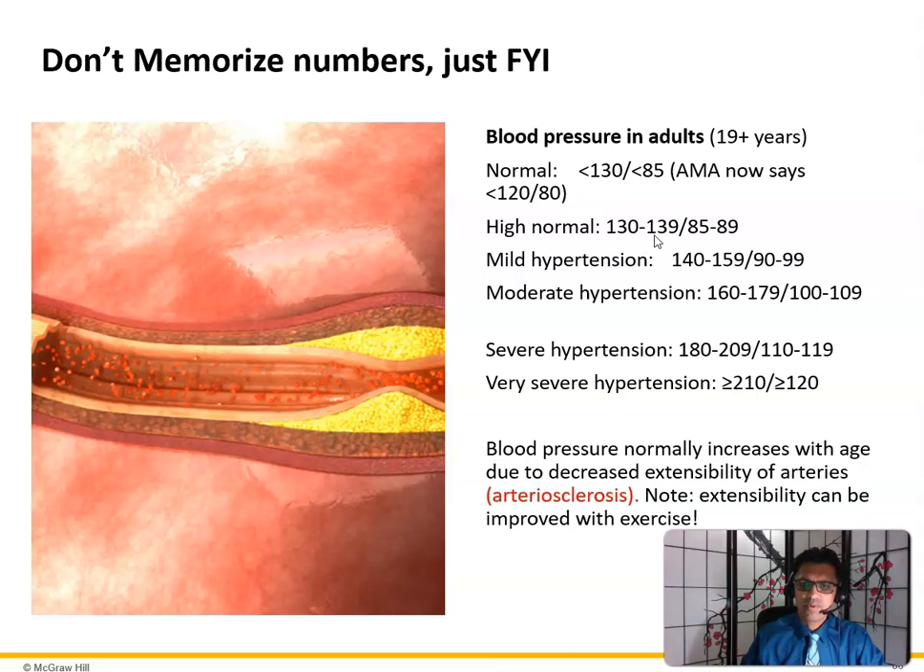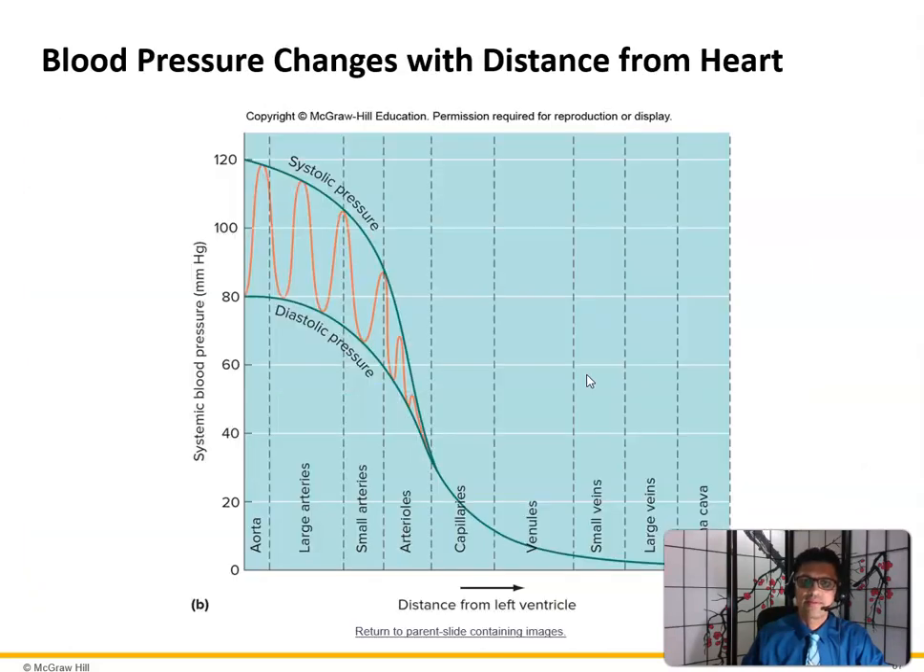So a high normal could be 130 to 139 over 85 to 89. Severe hypertension would be greater than 210 over 120. Okay. Again, I don't need you to memorize all this, but I do need you to know what normal is. Blood pressure normally increases with age due to decreased extensibility of arteries, arteriosclerosis. Note extensibility can be improved with exercise. So exercise, exercise, exercise.